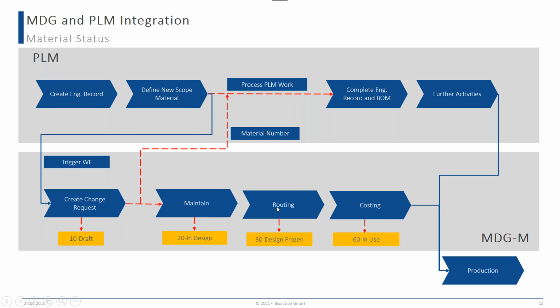When we have a BOM available, then we can say design is frozen, because now I know how many sub-components are required to complete this material. Then I will change the status to design frozen. Once it is design frozen, then only can I do the costing. The costing is needed to have a final price of the product.